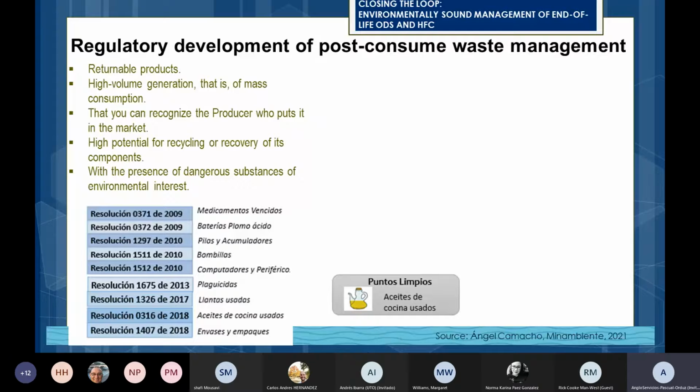We also have other consumption plans, especially for pesticides, medication or pharmaceutical products, and also used batteries with lead and acids. We're also working on establishing clean points for used kitchen oil, and also in the environmental management plan of waste, we're talking about containers and packaging. Next one, please.